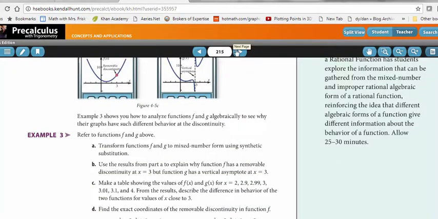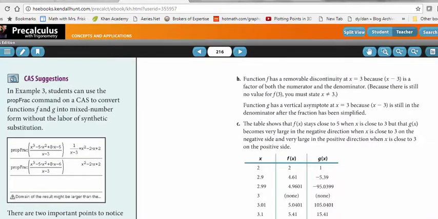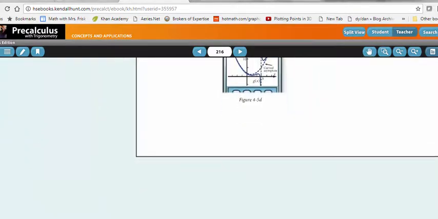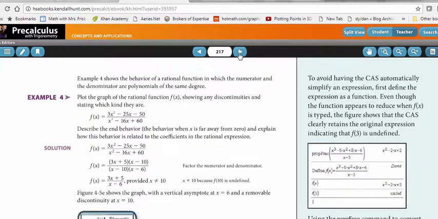So going on to example 4, let's see what we got here. Oh, I think that's still example 3. Okay, example 4. So we're going to plot the graph of the rational function f of x showing any discontinuities and stating which kind they are. Okay, so there it is. And we'll describe the end behavior, the behavior when x is far away from 0, and explain how this behavior is related to the coefficients in the rational expression. All right.